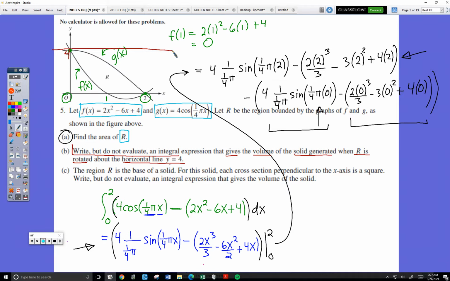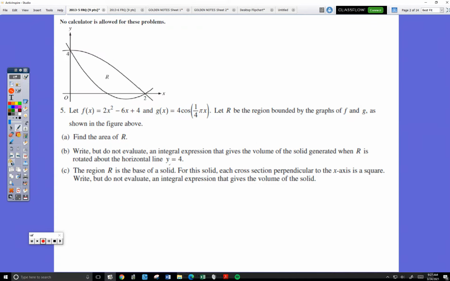We don't really care what the region looks like. All we care is to memorize and understand that because that's the center of rotation, every slice will be a circle with a hole in the middle. We do need to make sure we recognize that the center of this slice is this line.